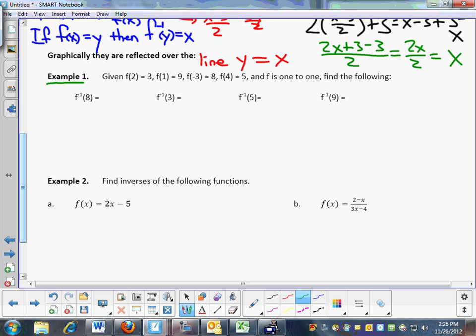Example 1, this will be the first stuff you have on your assignment. It said f of 2 is 3, f of 1 is 9, f of negative 3 is 8, and f of 4 is 5. And f is 1 to 1, so find the following. This says f inverse of 8 is equal to something. What that means is f of what gives you 8? Yeah, f of negative 3 gives me 8. So f inverse of 8 is negative 3.